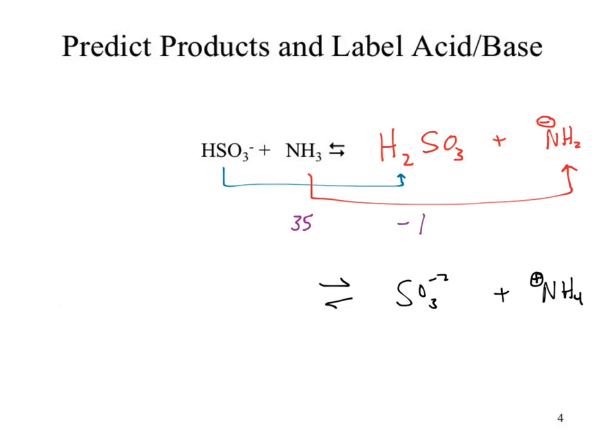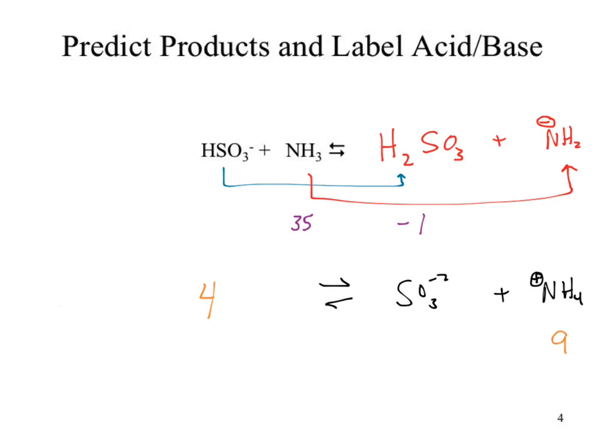Where am I? HSO3 minus, probably a pKa of about 4, pKa of NH4, about 9. Where would we expect our reaction to favor? Favor our products because the pKa of NH4 is higher, which means it is less acidic. That reaction seems to make more sense. So we could go through and use pKa's.